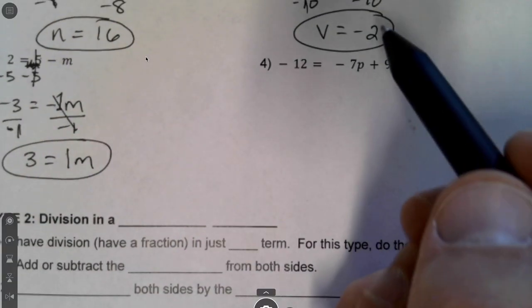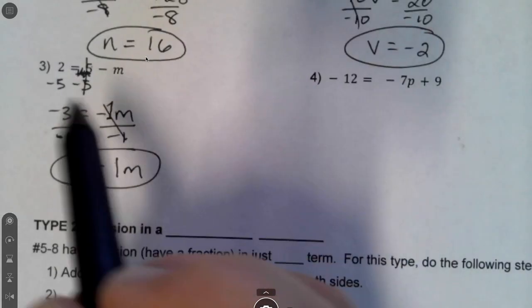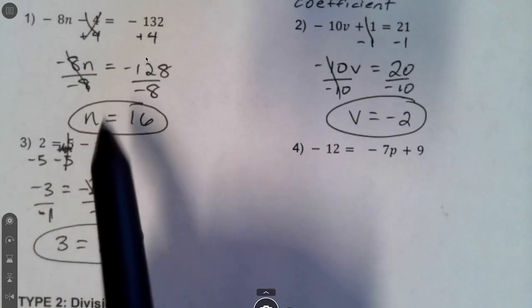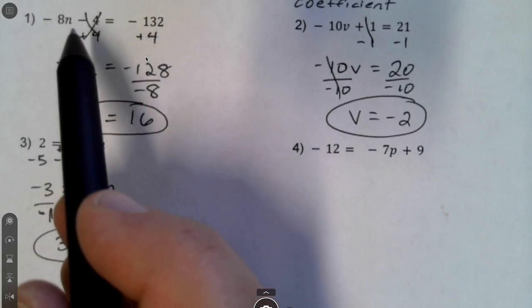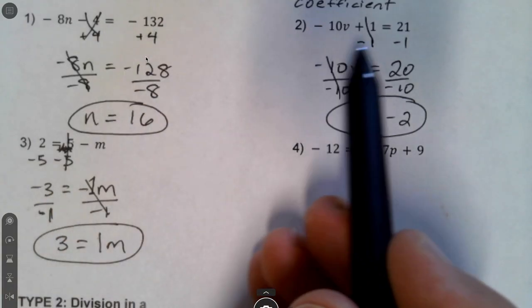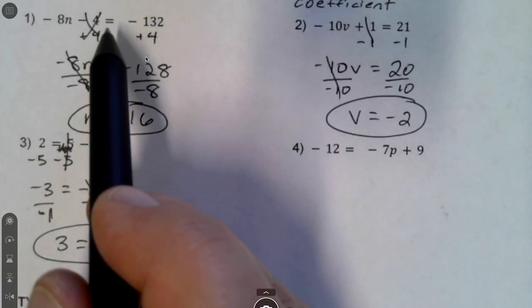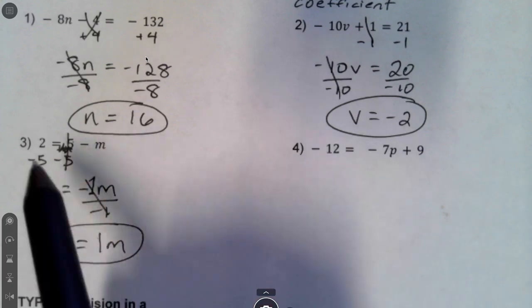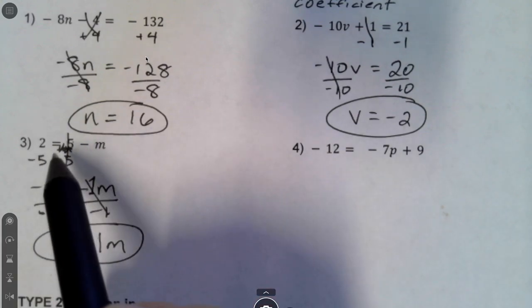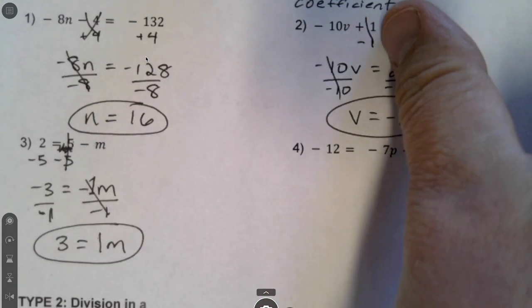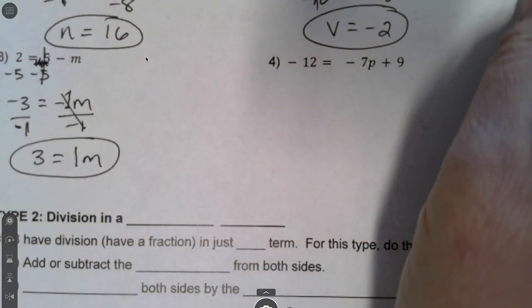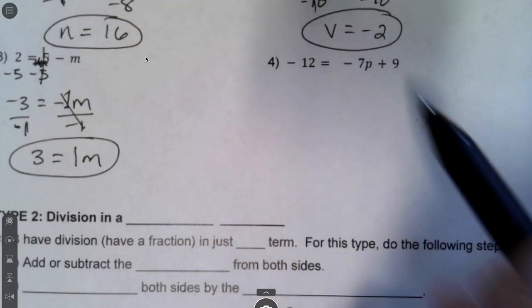Number 4. Notice I didn't point this out in number 3, but the variable could be on the left side, like it was in 1 and 2, and by that I mean to the left of the equal sign, but the variable can also be on the right side, to the right of the equal sign. Either way, when you're following these steps, you want to focus on whatever side the variable is on.